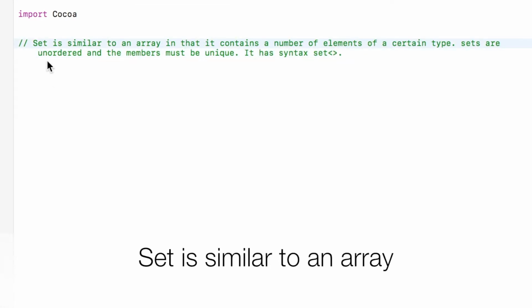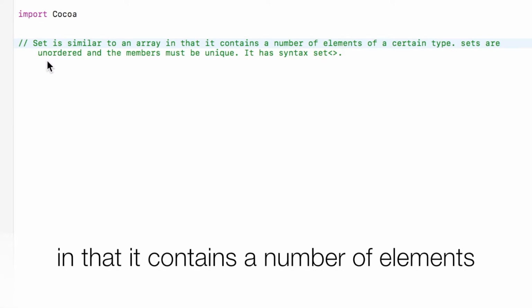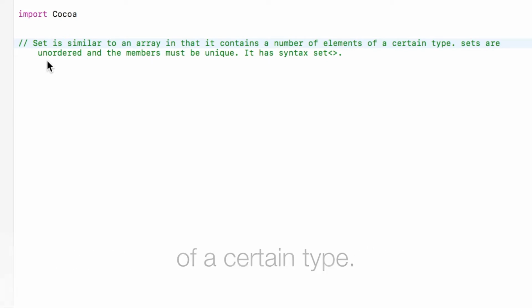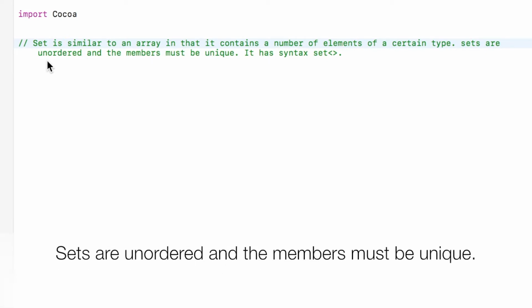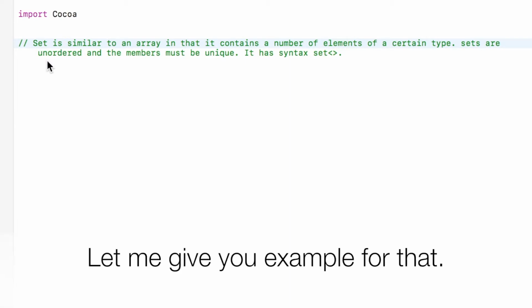Set is similar to an array in that it contains a number of elements of a certain type. Sets are unordered, and the members must be unique. Let me give you an example for that.